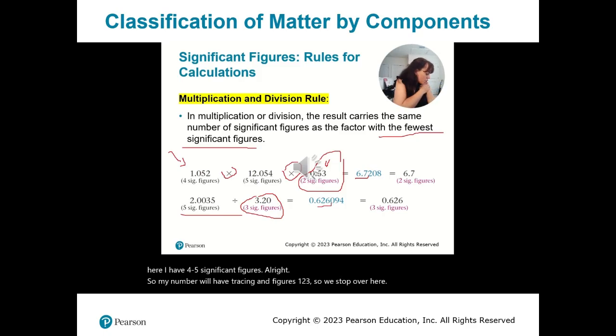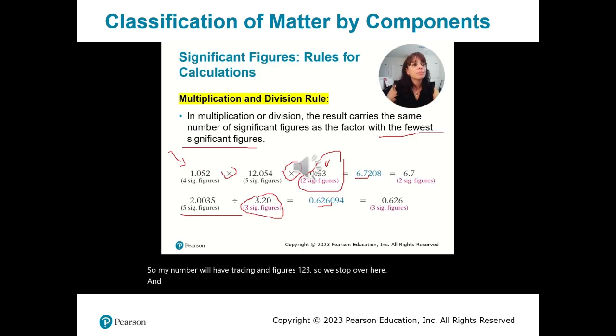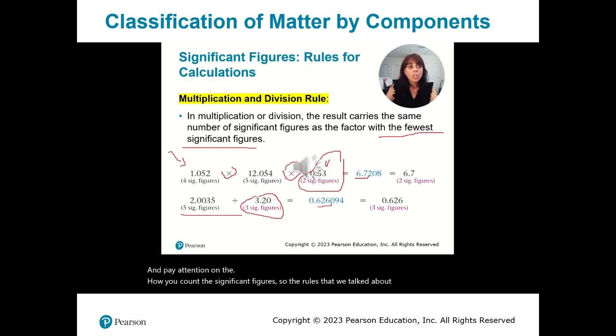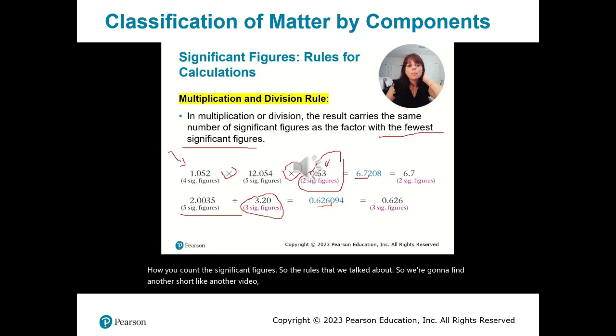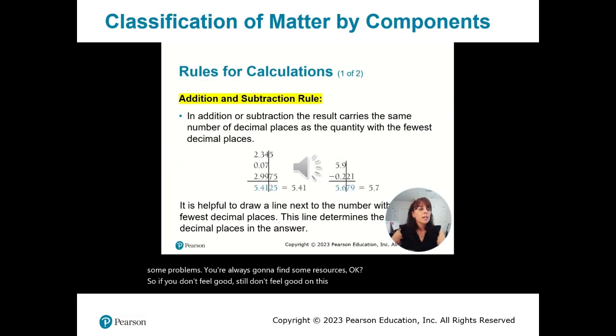And pay attention to how you count the significant figures, the rules that we talked about. We're gonna find another video, but it will be short, just talking about significant figures, solving some problems. You're always gonna find some resources, okay? So if you still don't feel good on this part, please study, okay?